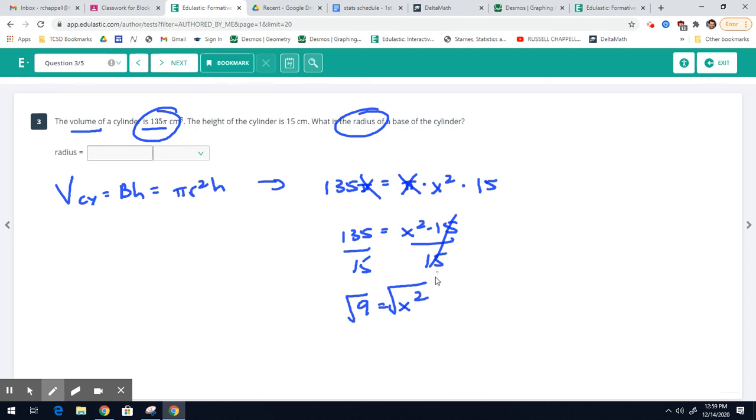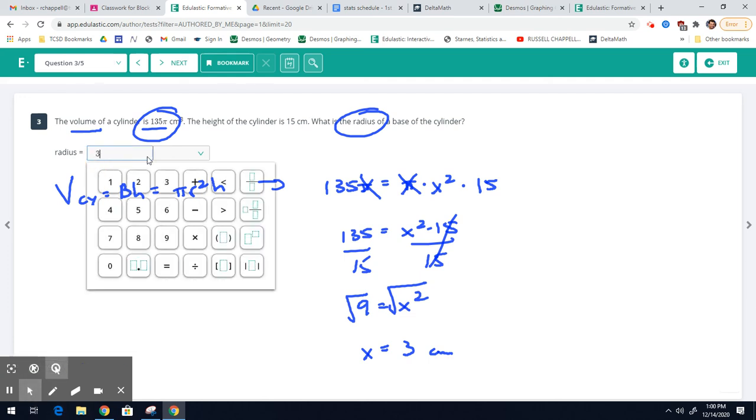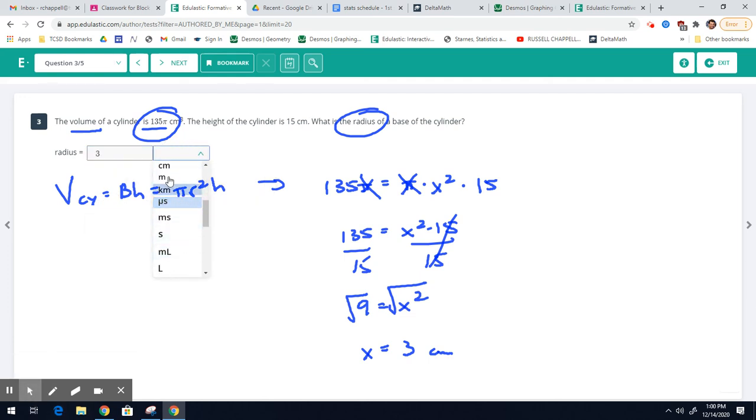Again, if you're doing a pure algebra problem, you'd get two answers, plus or minus. But because this is geometry, we just want the positive answer. And the square root of 9 is 3. That is your radius, 3, and then it'd be in centimeters. Not centimeters cubed, but centimeters. 3 centimeters. Right there. Great.